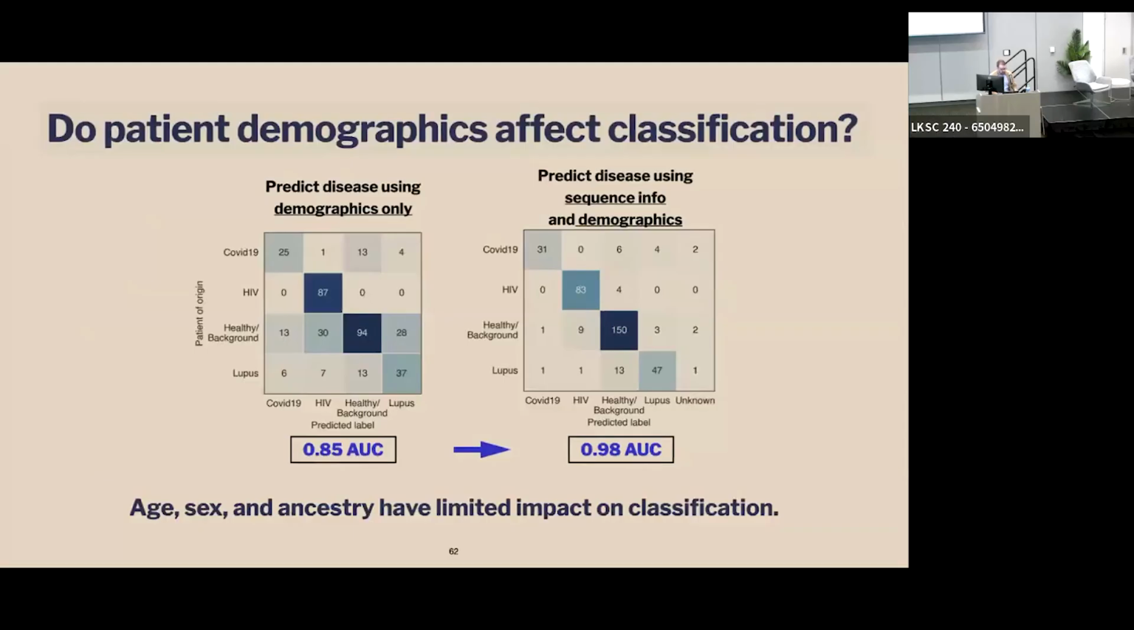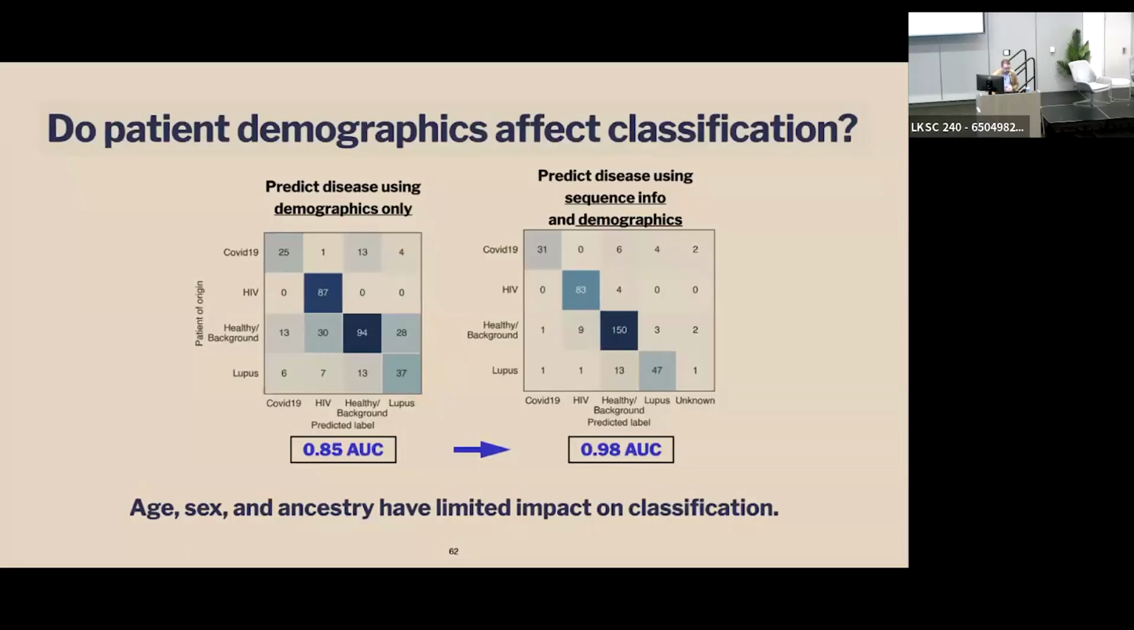On the left side here, what we tried was to create a model that doesn't use sequence information at all. It only uses age, sex, and ancestry to predict disease. And what we see there is a moderate score of 0.85 AUC, meaning this model is picking up on the subtle attributes of the demographic makeup of our different patient groups. What you'll notice in particular is it's getting the HIV patients correct. That's primarily because our HIV cohort is an African cohort living in Africa. So the model here may be learning to predict that anyone with African ancestry has HIV, which is obviously incorrect. So this demographics-based model could make mistakes for other people who are not HIV patients.